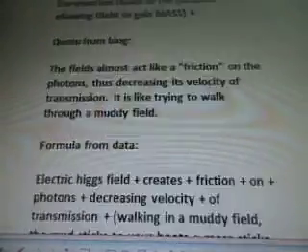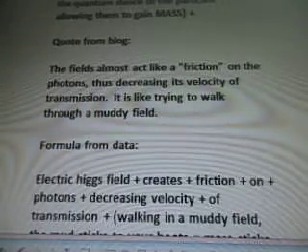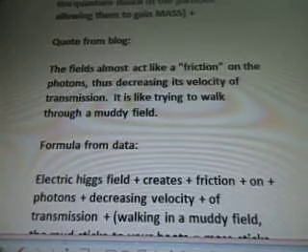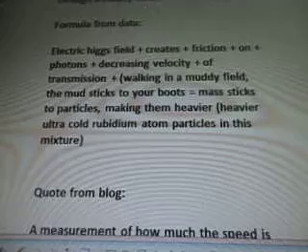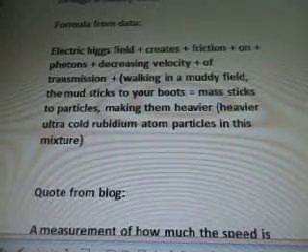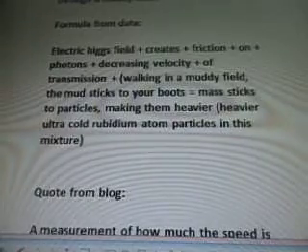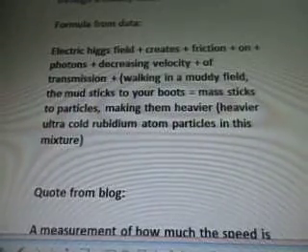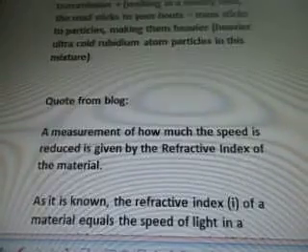Quote from blog: the fields almost act like a friction on the photons, thus decreasing its velocity of transmission. It is like trying to walk through a muddy field. Formula from the data: electric Higgs field creates friction on photons, decreasing velocity of transmission. Walking in a muddy field, the mud sticks to your boots equals mass sticks to particles, making them heavier. Heavier are ultra-cold rubidium atom particles in this mixture.